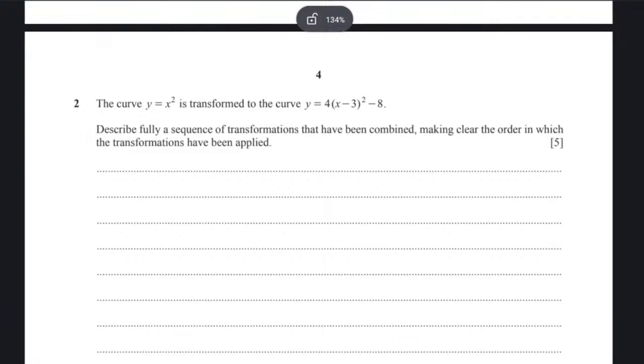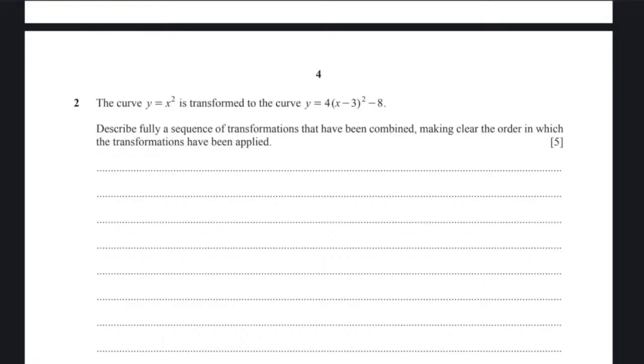Describe fully the sequence of transformations that have been combined, making clear the order in which the transformations have been applied. Okay, let's just see the transformations. That's not even a problem. Let's see which transformations are here. The fact that x has changed to x minus 3 means we can already see that there is a horizontal. It's horizontal because x itself has been affected.